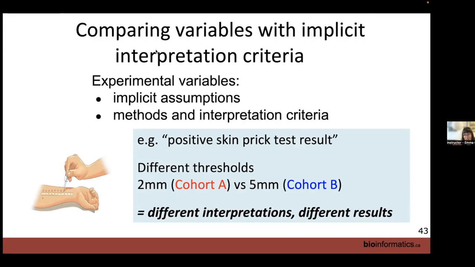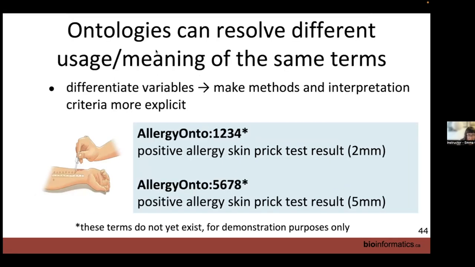So the swelling had to be bigger than 5 millimeters in order for that to qualify as a positive test. Now, imagine that both these labs shared spreadsheets of data with you that said positive skin prick test result, but they use different thresholds. So a positive test in lab A's spreadsheet is not the same as a positive test in lab B's spreadsheet. We can actually make these interpretation criteria more explicit using ontologies by using terms with different definitions and different identifiers, which makes it more clear that the data requires further consideration before it can be combined.